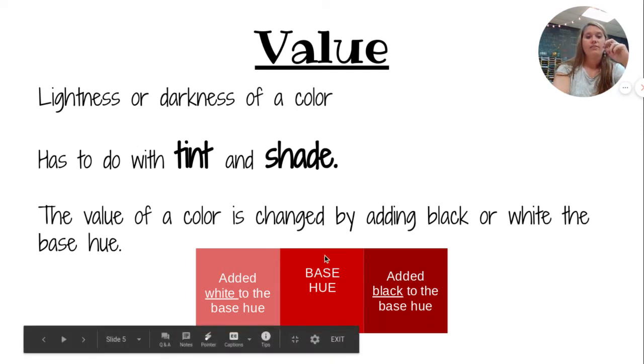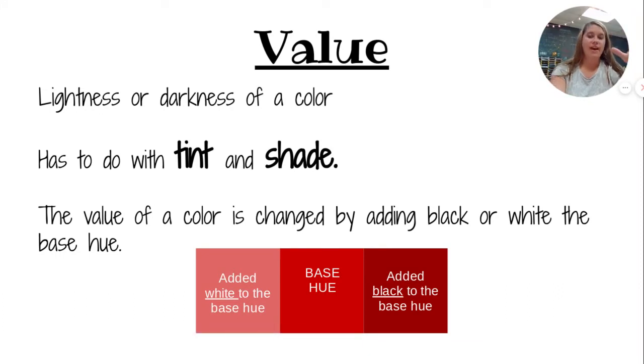So if you have your base hue again of red, and we add white to it, you get pink. You add black to it, you get kind of a burgundy color. So we have just altered the value. If I said you added black to red, what did you alter? Your answer is value. If I said you added black to red, did you change its tint or its shade? Your answer would be shade.